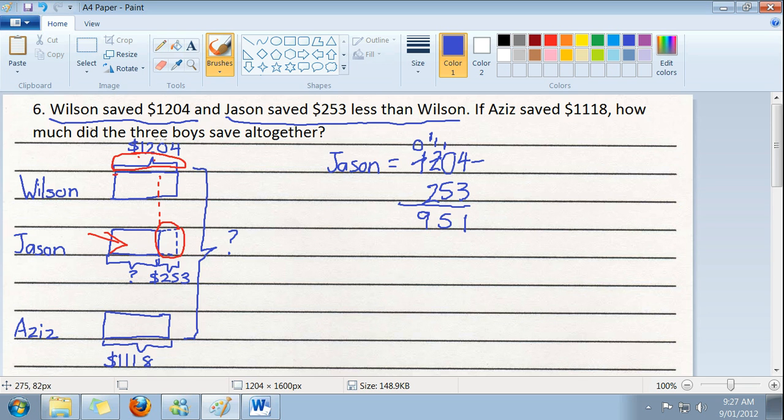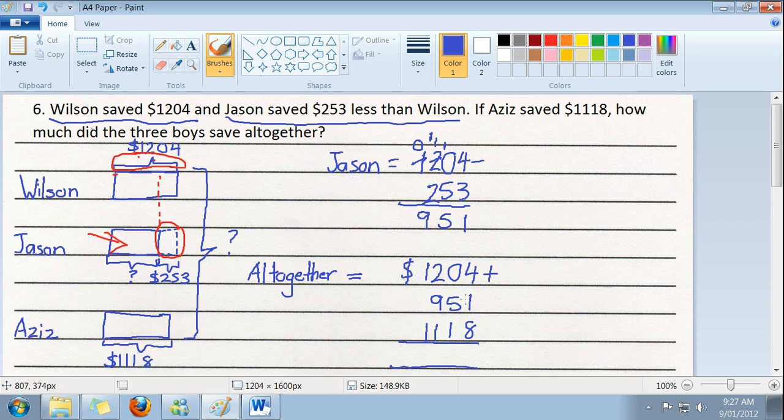Now let's go back to the question. The question was, how much did the three boys save all together? So all together equals Wilson. So Wilson has, let's put the dollar sign, $1,204. Okay? Plus Jason's original amount, which was $951. And finally Aziz, who has $1,118. And all we do is we find out our answer.